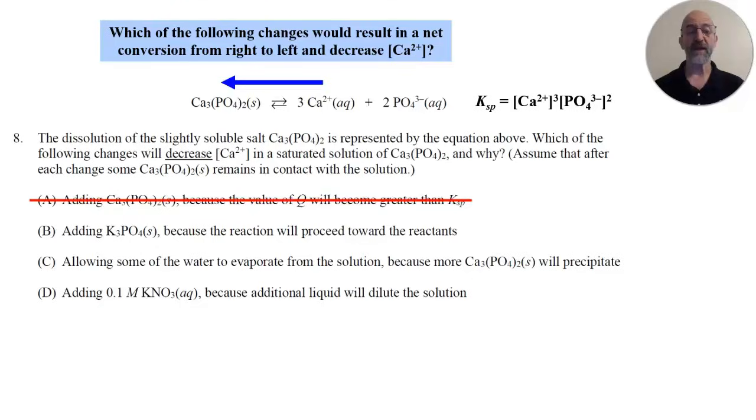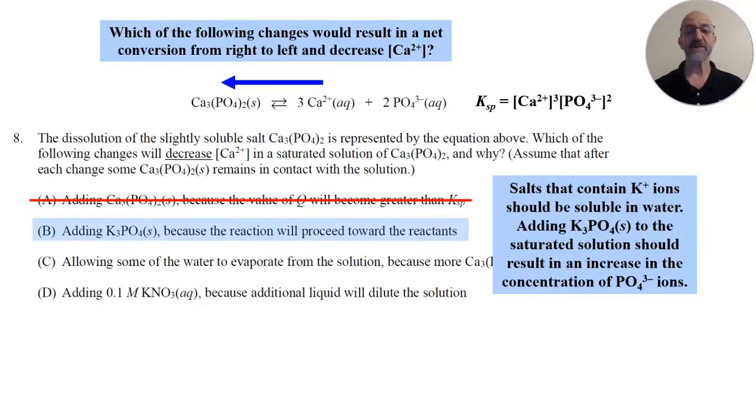Now, moving on to choice B, they added a substance which is not calcium phosphate, but a substance that contains a common ion. So they're adding solid potassium phosphate. Now, potassium is one of those sets of soluble ions. So there's sodium, potassium, ammonium, and nitrate. Salts that contain potassium ions should be soluble in water. And so if we add some potassium phosphate to this saturated solution, it will result in a slight increase in the concentration of the phosphate ions.